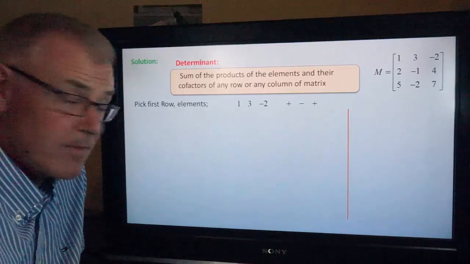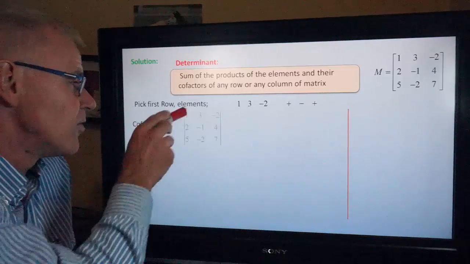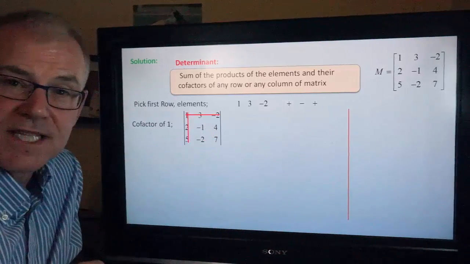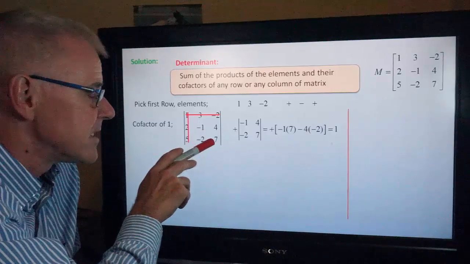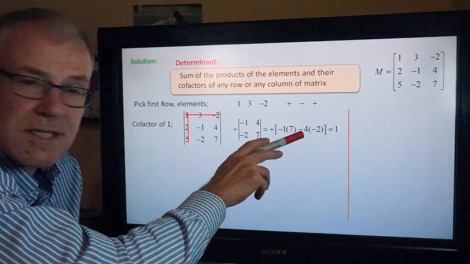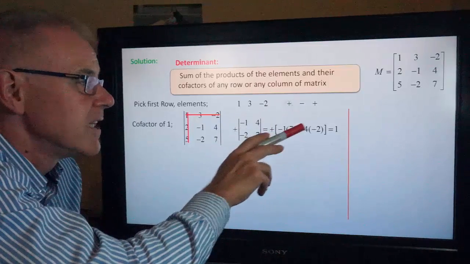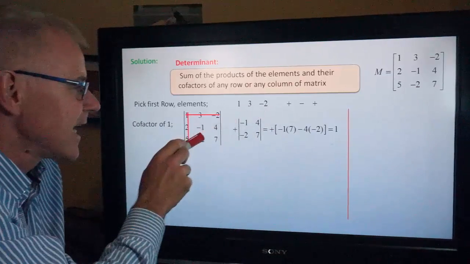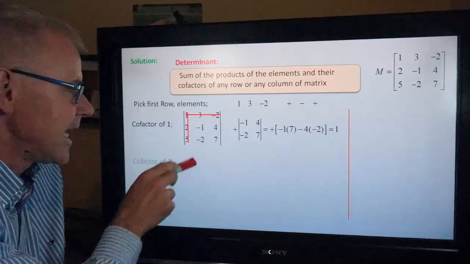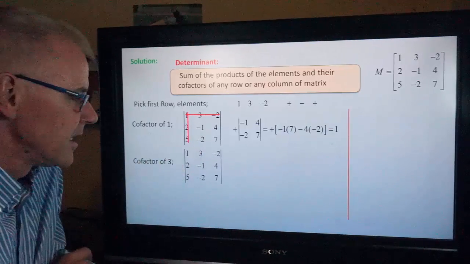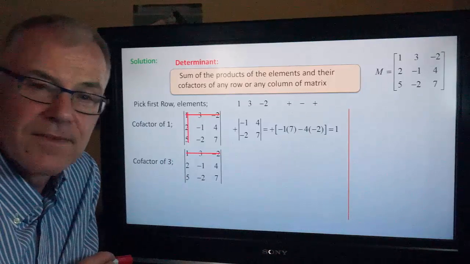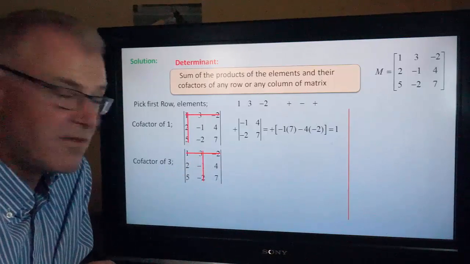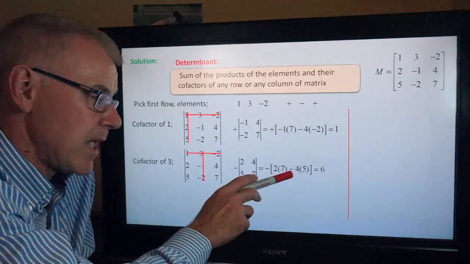Well, first of all, we get the minor of 1, which is found by covering the row and the column containing 1. So we get the determinant of minus 1, 4, minus 2, 7. And this will be minus 1 times 7, minus 4 times minus 2, which is plus 1. And because its sign is positive, it'll be plus 1 multiplied by 1, which is just plus 1. Now let's get the cofactor of the second element, which is the element 3. So we cover the row and the column containing 3. We get the determinant of the remaining 2 by 2 matrix, which will be 2 times 7 minus 4 times 5, which is plus 6.